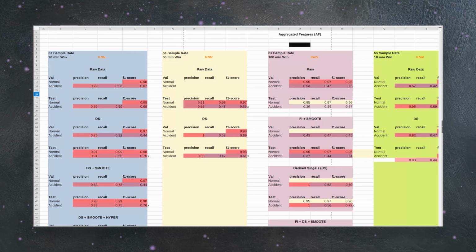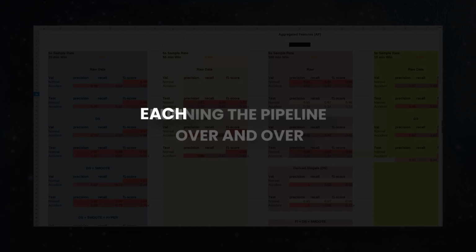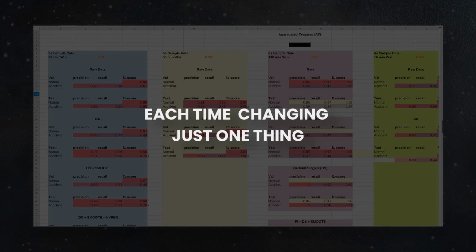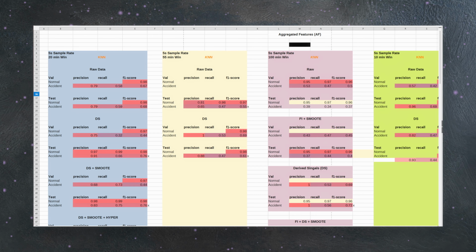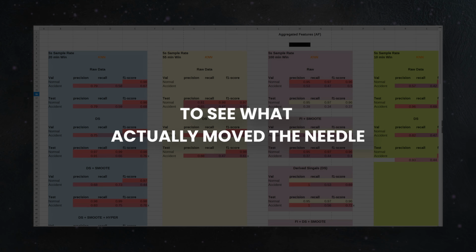And in parallel, we run a few ablation studies, running the pipeline over and over, each time changing just one thing: the sample rate, the time window, the derived features, or the SMOTE balancing, to see what actually moved the needle.